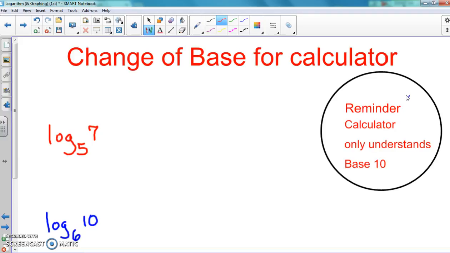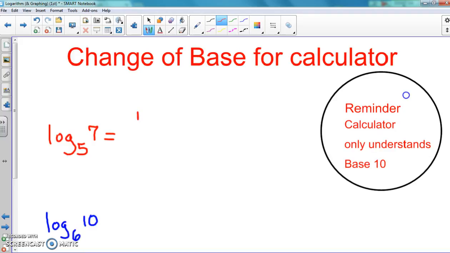So what we're going to have to do is change this so that we are dealing with just base 10. We have to set it up, and then we can put it into the calculator. So here, to make this as simple as possible, we're going to change this over to base 10. And again, remember, if we don't write a base number down, it's understood to be base 10.